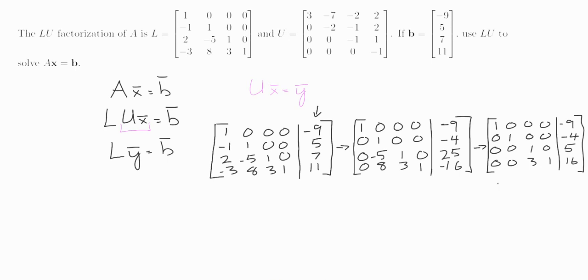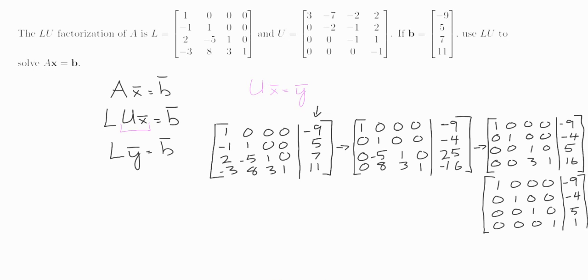We will get identity here on the left side, and on the right side, we're going to get our y vector. That's what comes out here. That will be 9, -9, -4, 5, and 1. Okay, that's what comes out here. This is the y solution to that equation. Or more exactly, it's that value now.